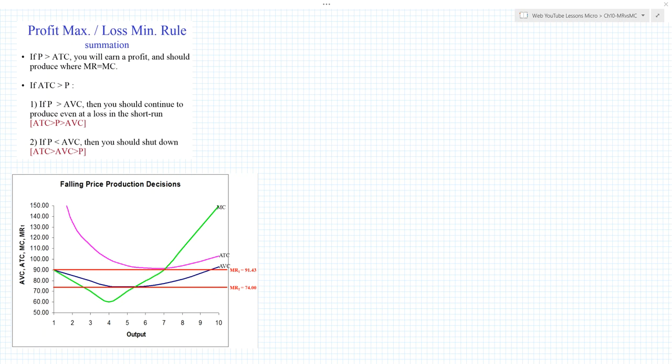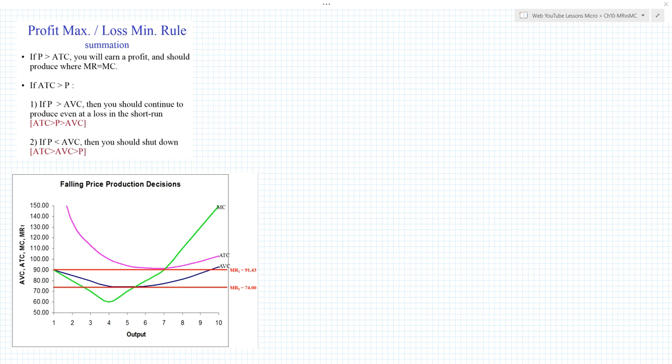Why would you produce and lose money in the short run? Well, think about it. As long as the price is greater than the average variable cost, then you can offset some of your fixed cost. If you shut down, you don't have the ability to offset any of your fixed cost. So shutting down will cause you to lose all of your fixed cost. Continuing to produce would allow you to offset some of those fixed costs. So your loss minimizing situation would be to produce, and you would still choose to produce where marginal revenue and marginal cost are equal. Even though you're not making a positive economic profit, you would be minimizing your losses.